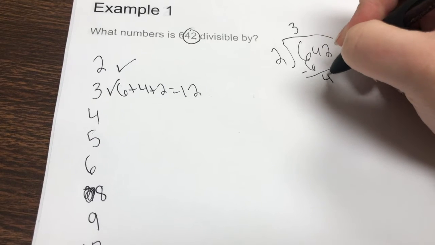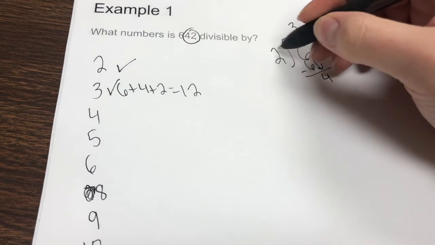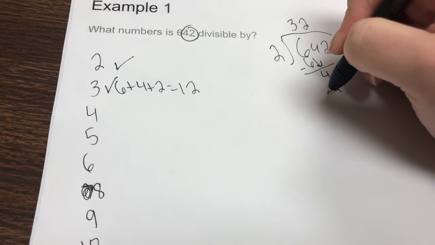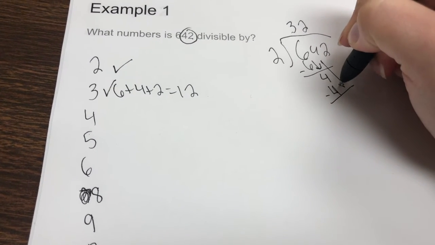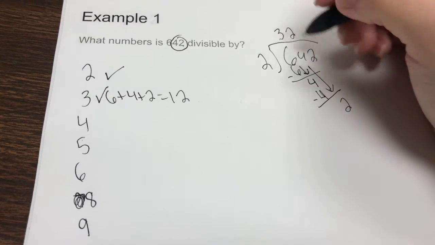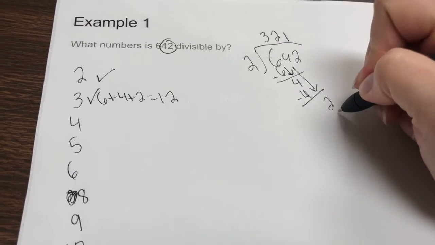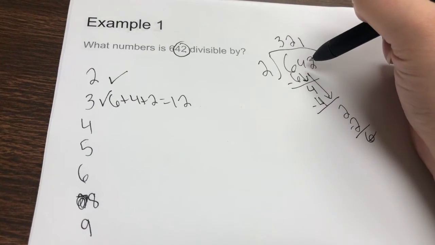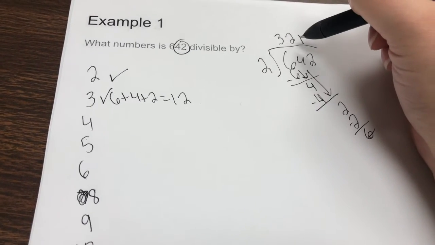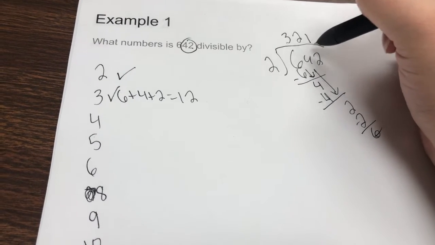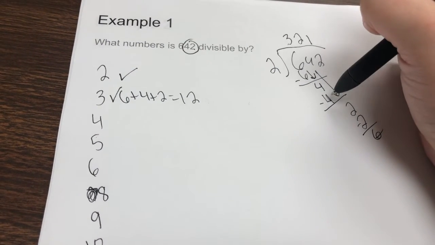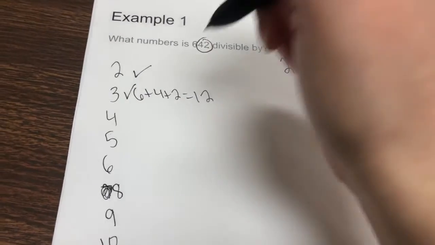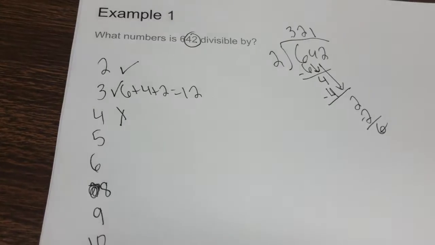Subtract, bring down. 2 can go into 4 2 times. Subtract, bring down. 2 can go into 2 1 time. Okay, so 642 divided by 2 is 321. That is not even again. So both ways that we look at it show that no, 642 is not divisible by 4.